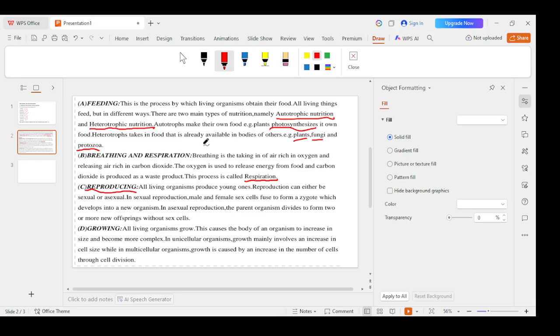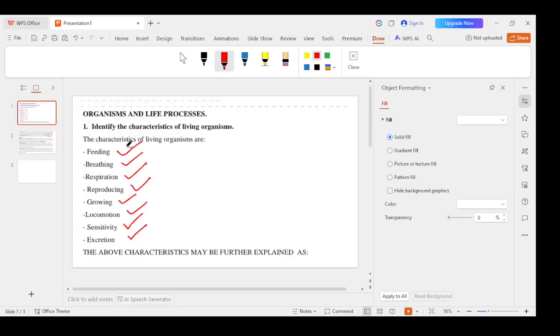If I take you back to the characteristics, we have just mentioned some of them. We are done with feeding, we are done with breathing and respiration, we are also done with reproduction, and we are also done with growth. So we are remaining with three. We are going to end here. I'm going to make a line here. We are remaining with the three characteristics of living organisms that we will discuss in the next video.